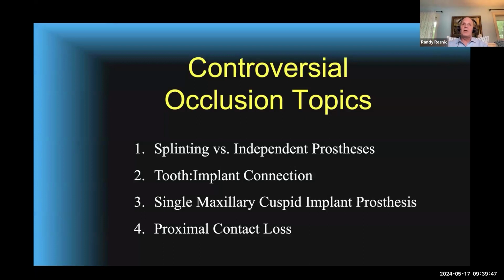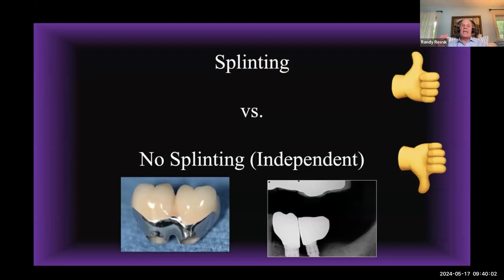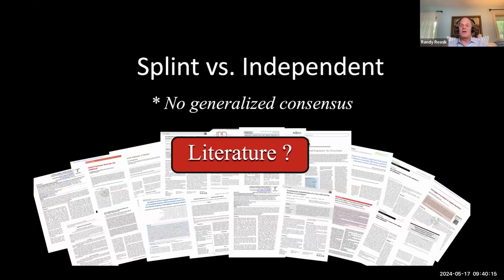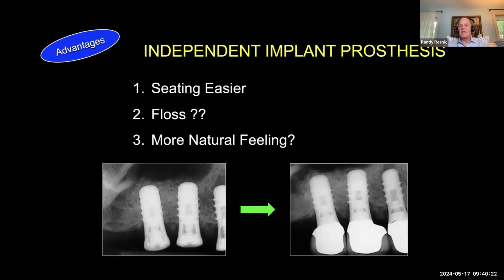Now, the second part of today's webinar, I'm going to talk about controversial occlusal topics such as splinting, implant to teeth connection, the maxillary cuspid, and proximal contact loss. So first, can we splint or should we not splint? Should we leave them independent? If we look at the literature, this is even more wild, and there is definitely no general consensus on it because it is very difficult to measure and to research. So the studies are rather limited on this.